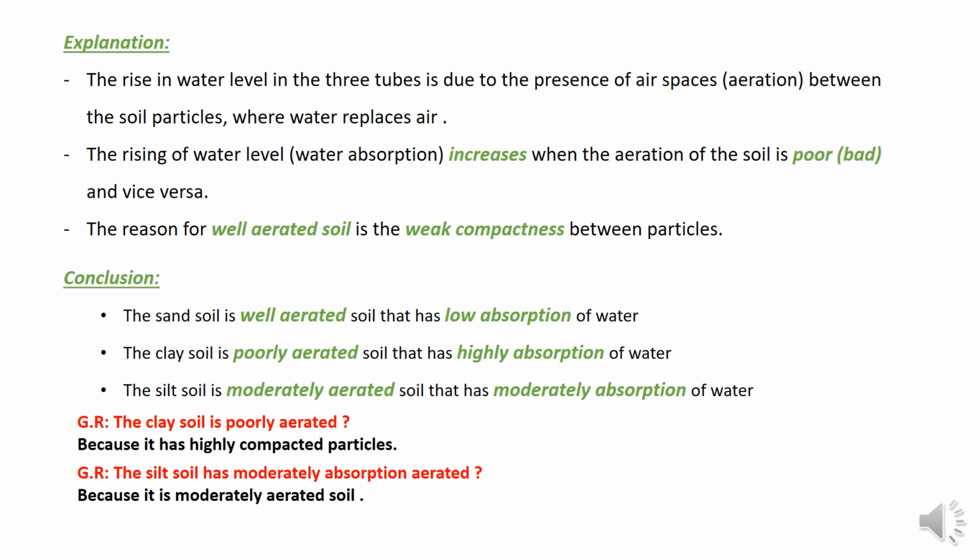Conclusion: the sand soil is well-aerated soil that has low absorption of water. The clay soil is poorly aerated soil that has high absorption of water. The silt soil is moderately aerated soil that has moderate absorption of water. Give reason: the clay soil is poorly aerated because it has highly compacted particles. The silt soil has moderate absorption because it is moderately aerated soil.